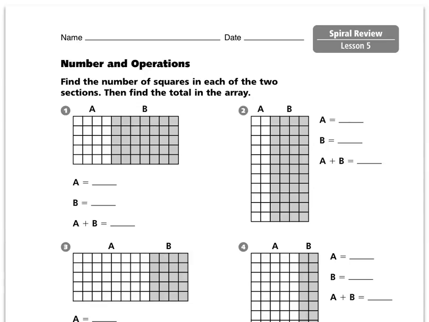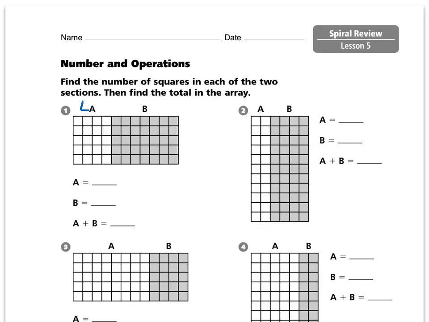Let's look at Chapter 9, Lesson 5 review. Find the number of squares in each of the two sections, then find the total in the array. So for number 1, I'm going to break the entire array into two sections, letter A and letter B, and find how much there is in each section before I add it together.